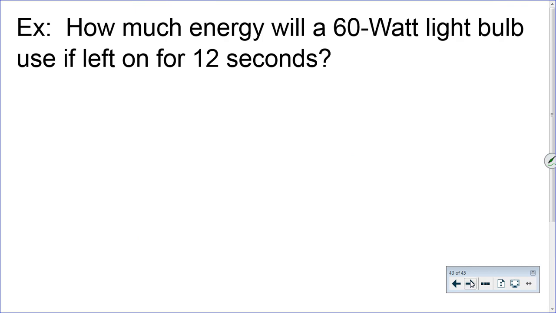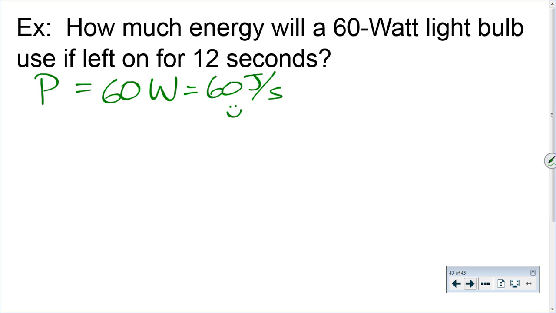Now let's do another example. All right, so this time, what are we given here? It says, how much energy will a 60 watt light bulb use if left on for 12 seconds? So 60 watts, that is a measure of the power of the light bulb. So that's 60 joules per second. This step here you don't have to do. I just find it helps me process what it means to break it down into units that are a little more meaningful. And then the time is 12 seconds, and the question wants to know how much energy is used. So we're looking for the change in energy, right?